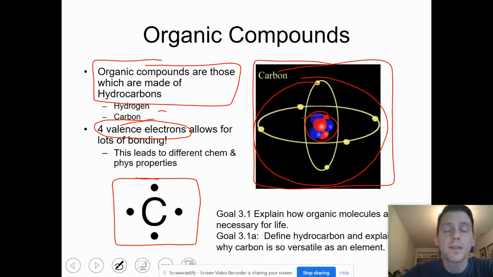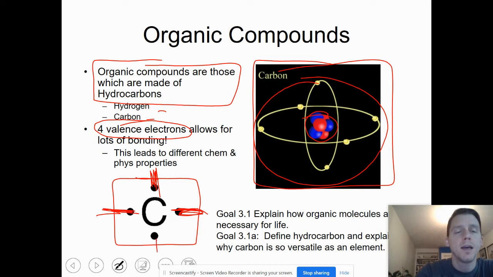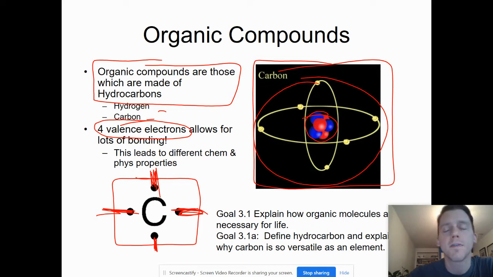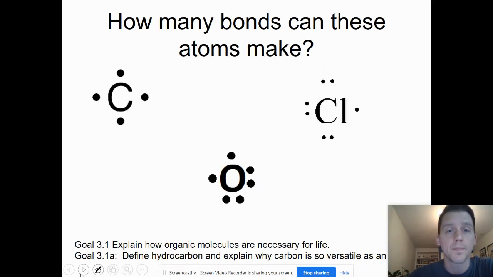So basically what this means is that carbon can produce 4 different bonds. Wherever there's a lone, single, unpaired electron, we can make a bond. We can make a bond right there. We can make a bond to the right. We can make a bond to the left. And we can make a bond down. That's 4 bonds. That's the maximum number of bonds that can be produced on an element. So because there's so many different bonds that can be produced, there's a lot that we can do with carbon.